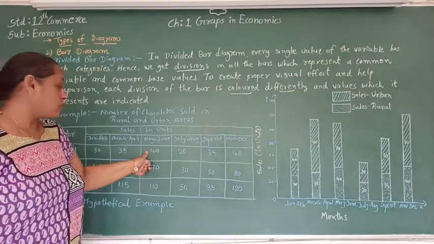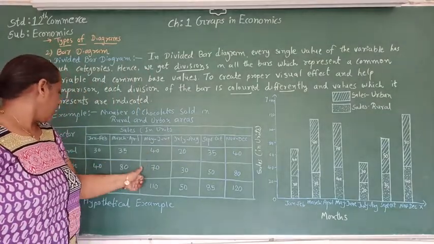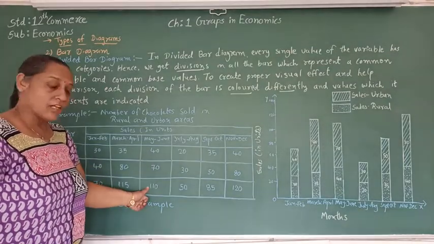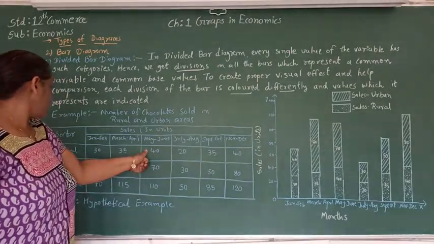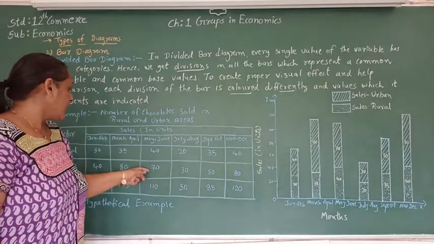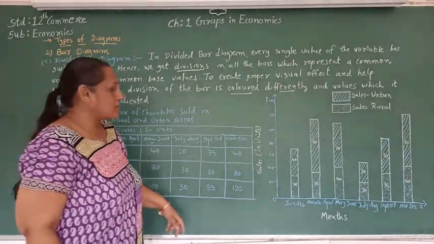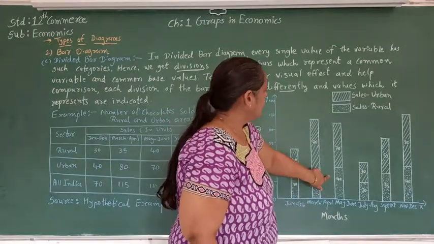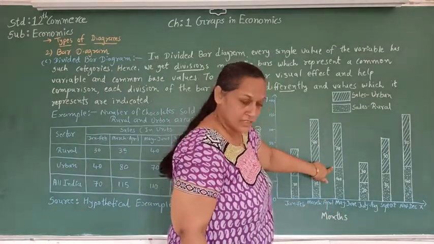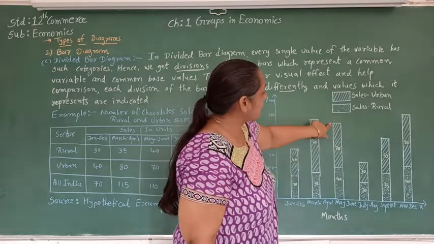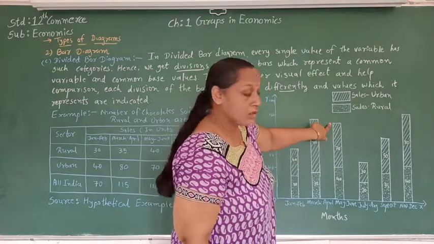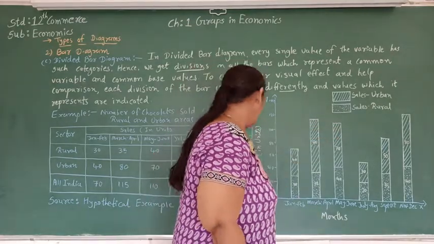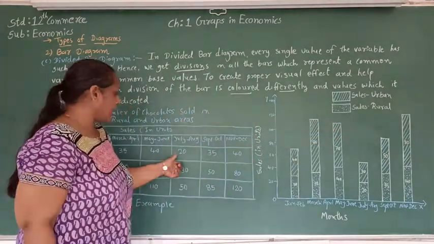Let's see the months of May and June. For May and June the total is 110. From that, the rural area is 40 units and the urban area is 70 units. So for May and June, the rural area is 40 units and the urban area is 70 units. Total is 110. Now let's see the months of July and August.